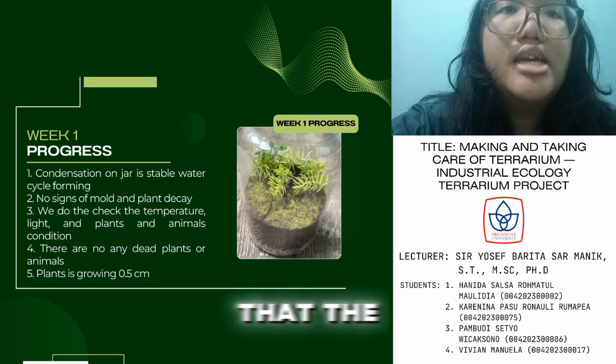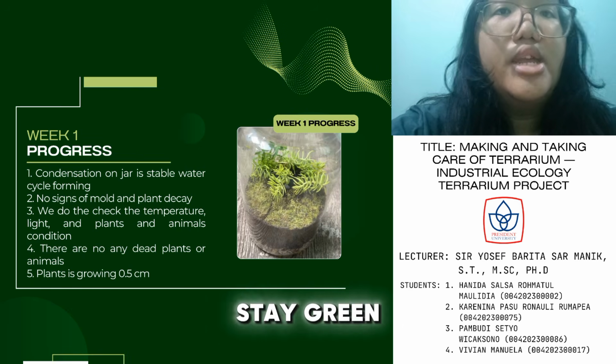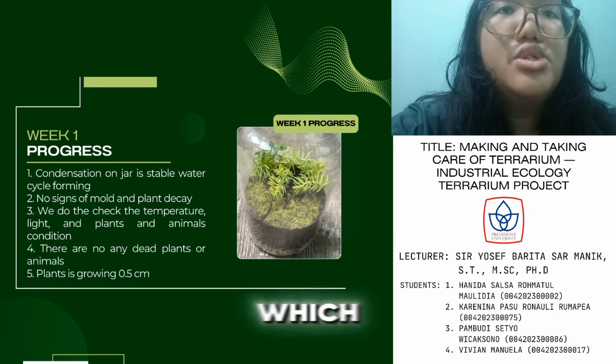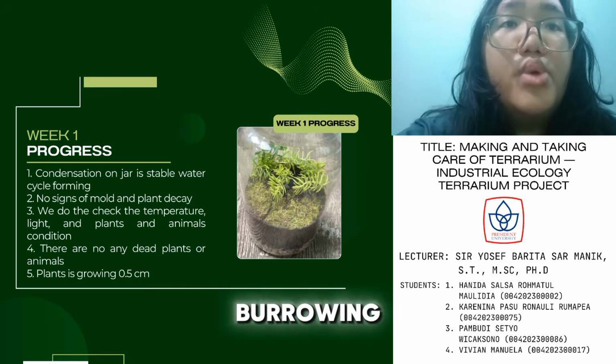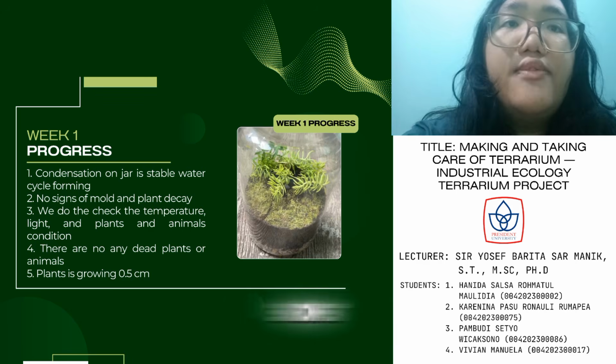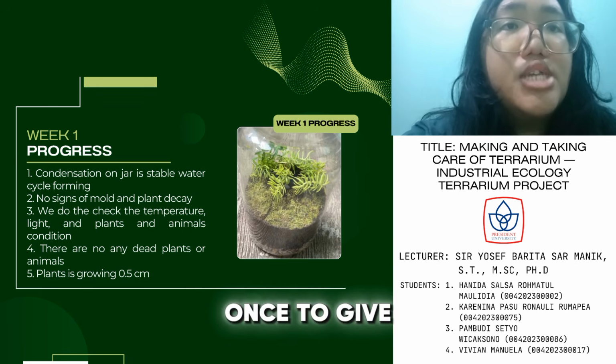For 1 week, we could see that the plants were starting to adapt. Most stayed green and some condensation was on the glass, which showed the humidity was balanced. We also saw the earthworm burrowing into the soil and helping to create a healthy environment. We opened the lid just once to give it some fresh air.